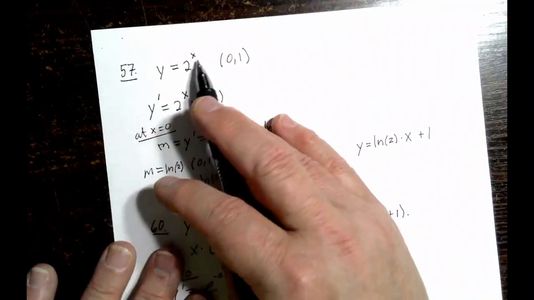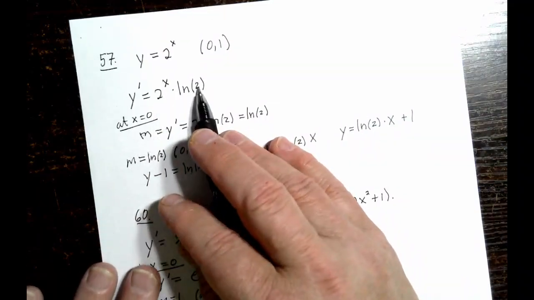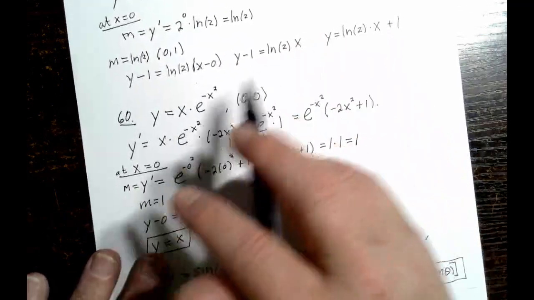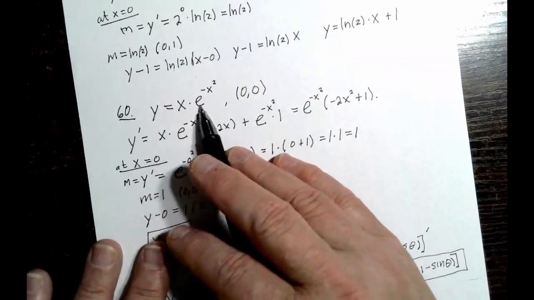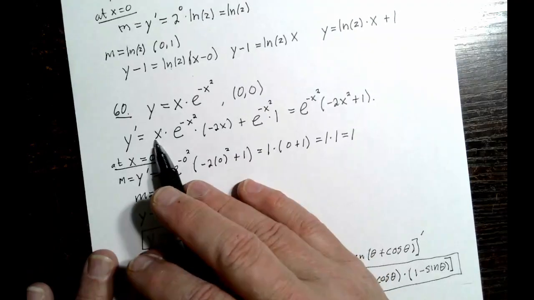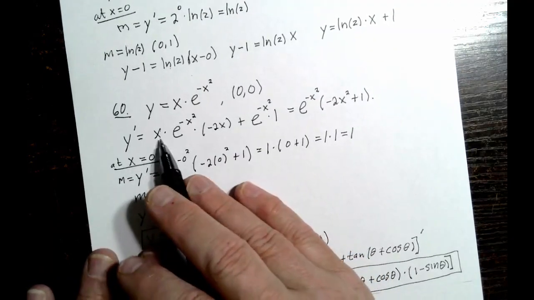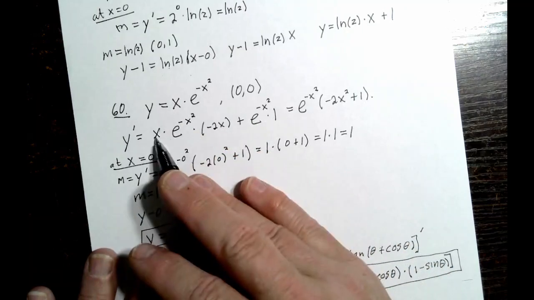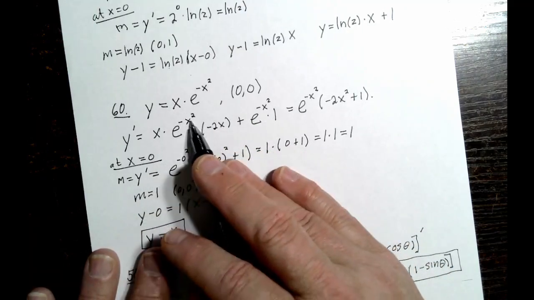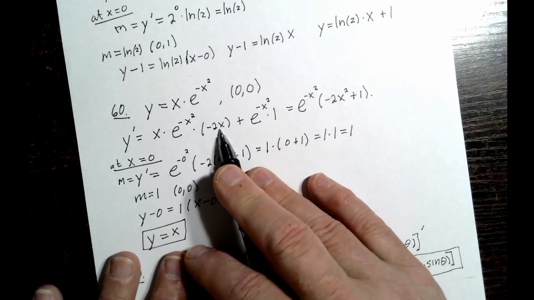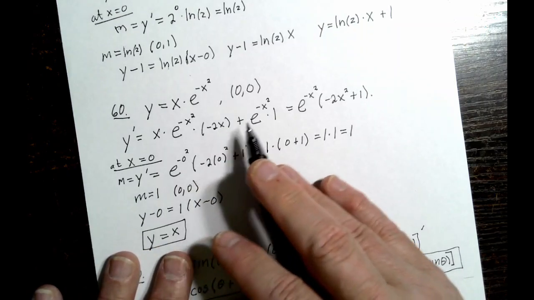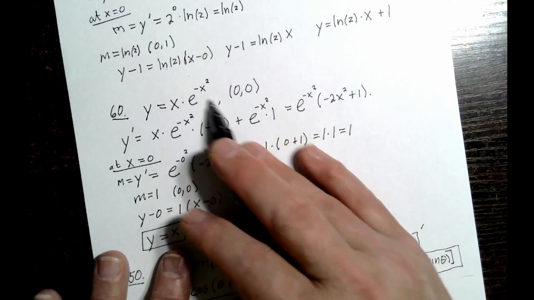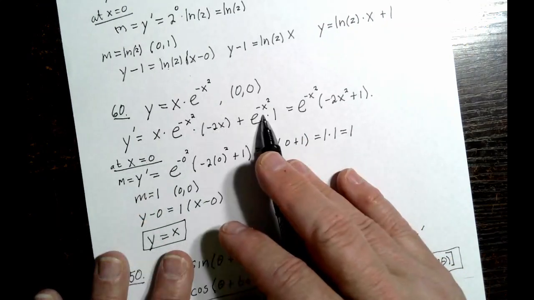The derivative of 2 to the x is 2 to the x ln of 2. That's it. The derivative of x e to the negative x squared is the product rule. First derivative of the second plus the second derivative of the first. Well, the first is just x. The derivative of this is e to the negative x squared times the derivative of the exponent, which would be negative 2x. The second guy is untouched times the derivative of the first, which is just 1.